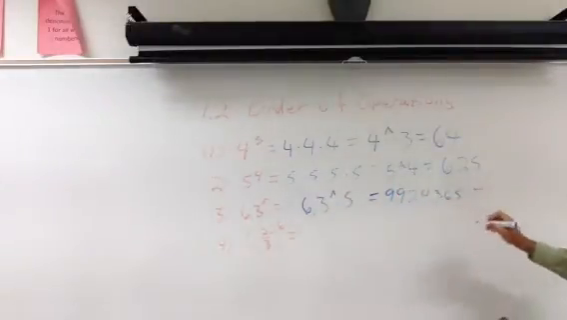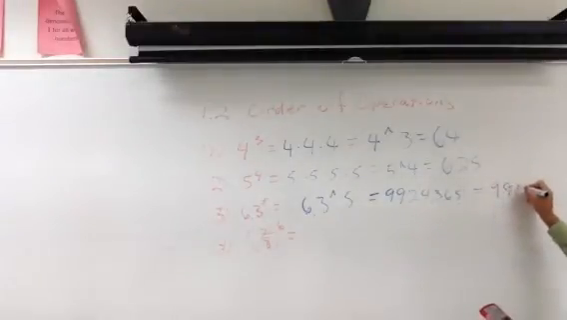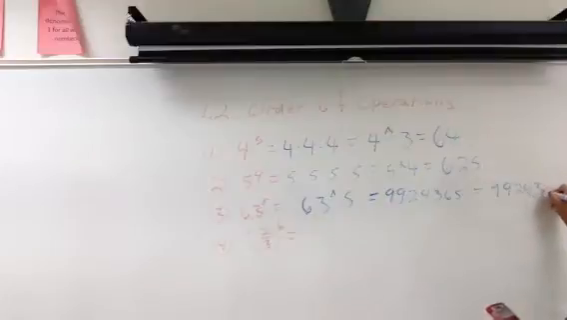And we get this answer of 9,924.365, which if I want to go to 2 decimal places, because that's a 5, I'm going to round up to 9,924.37.